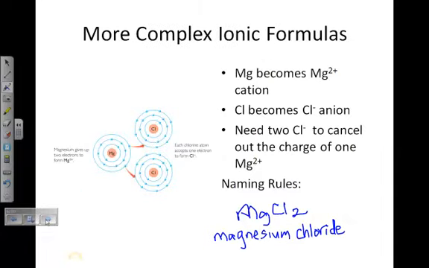Now, what if you get into more complicated ones? For example, magnesium has 2 electrons in the outer shell to give up, but chlorine can only pick up 1. So another chlorine atom is going to have to come in and pick up the other electron from magnesium. What do you end up with? MgCl2. That's 1 magnesium ion and 2 chloride ions. The way we write it is the name of the metal and then the name of the nonmetal with an -ide ending.